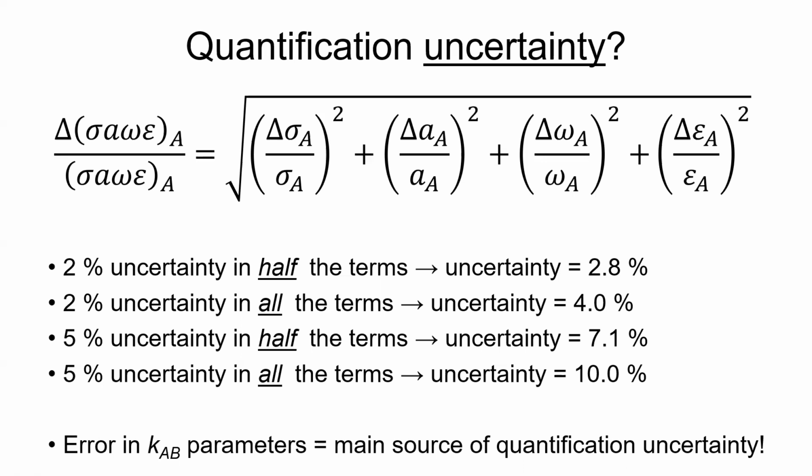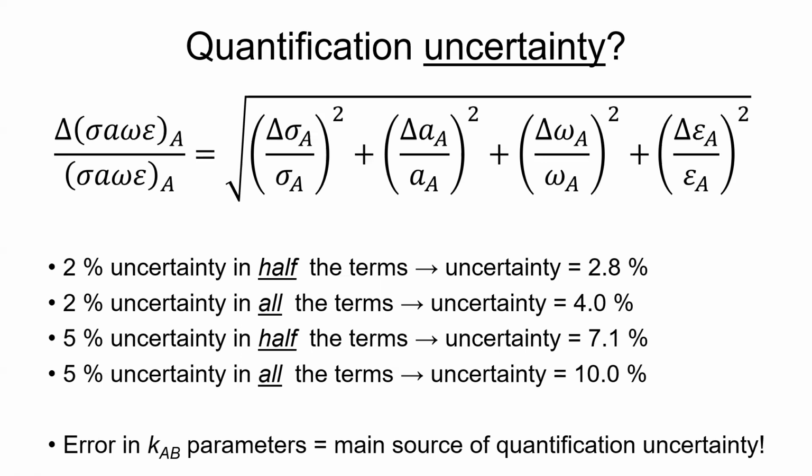But let's look at some of the math here. So let's assume that we have 2% uncertainty in just two of these terms, okay? That gives us a total, or relative, uncertainty in my product there of about 3%, okay? If it's all the terms, it goes to 4. If it's 5% uncertainty in half of the terms, it's a little bit over 7. And then if it's all the terms, it's 10%, okay?